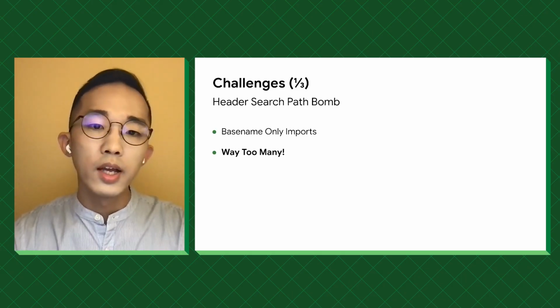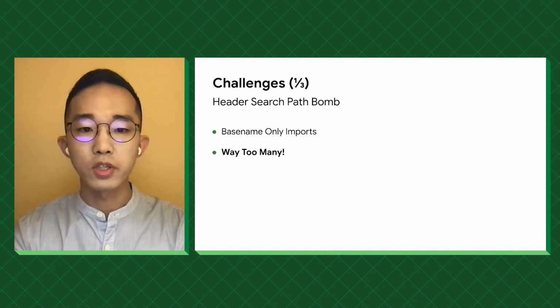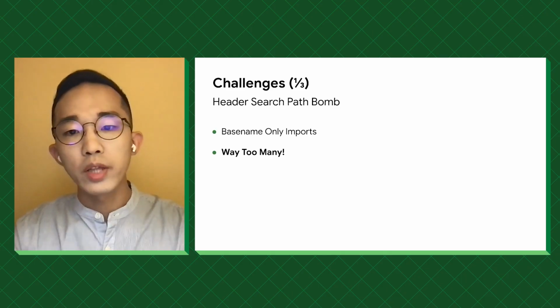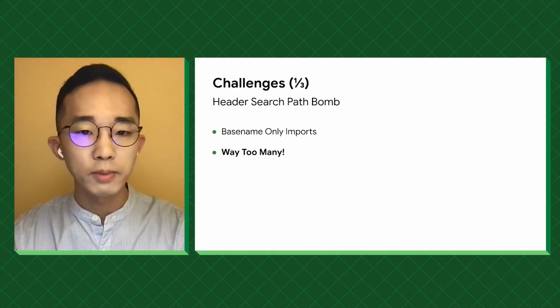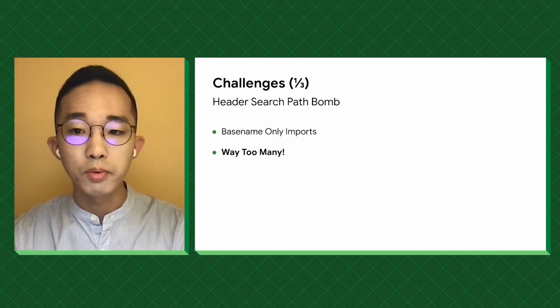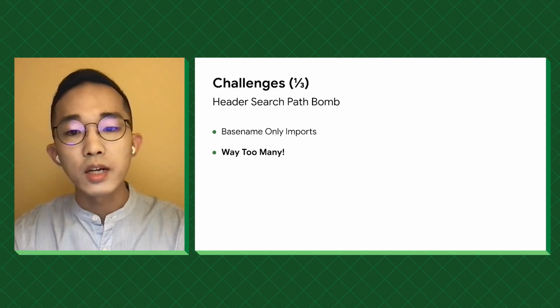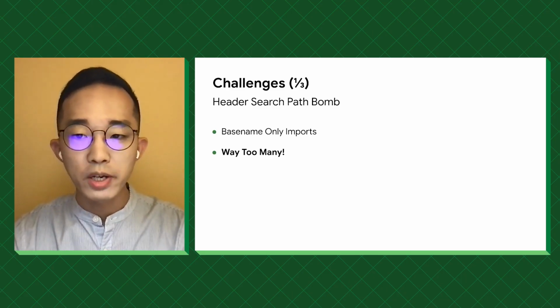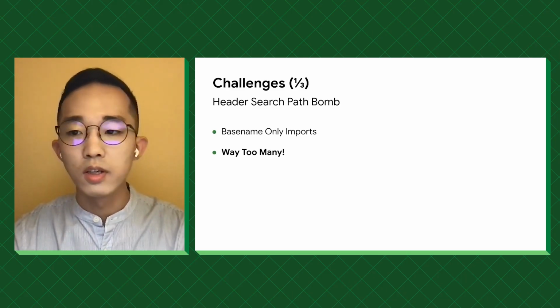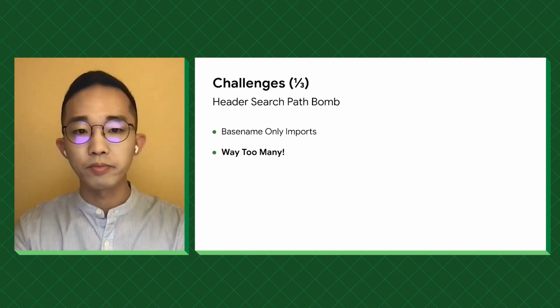The first one, Xcode encourages base name only imports and supports recursive search paths. To avoid having performance issues when having too many search paths, Xcode actually extended Clang to support a header map for lookup. However, as Bazel is not bound to Clang, there's no special optimization for this, which makes the header lookup extremely slow.